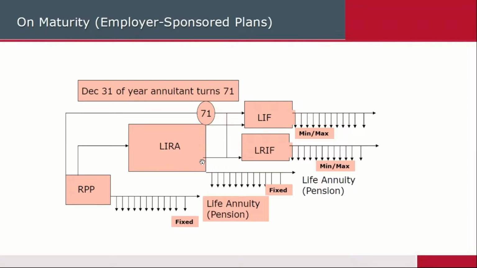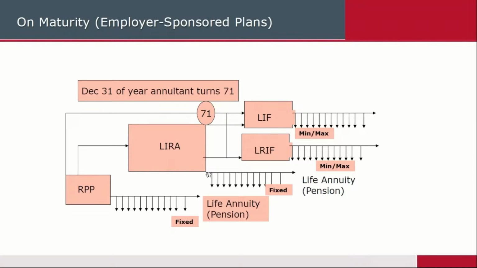Or, depending on your province, you can buy an LRIF, a locked-in retirement income fund. I believe LRIFs are not available in Ontario, but they are available in Newfoundland, Saskatchewan, and Manitoba. So you cannot buy an LRIF in Ontario or Quebec or BC, but you can buy a LIF in any of the provinces. All provinces offer a locked-in fund, and again, minimum and maximum. But only three provinces in Canada offer an LRIF. This works like a RIF, except the money again is locked in. And once again, there's a minimum and a maximum that you can take out.